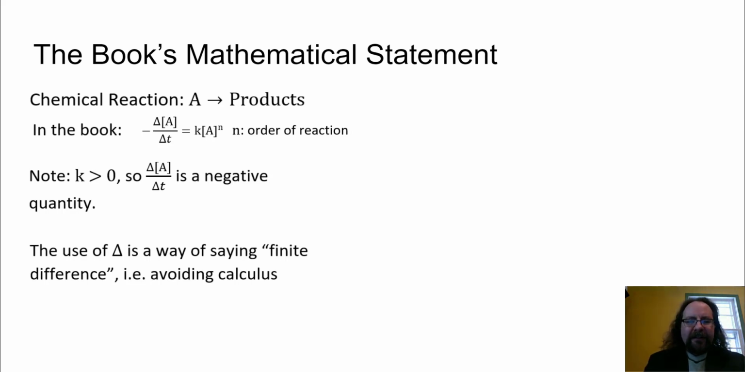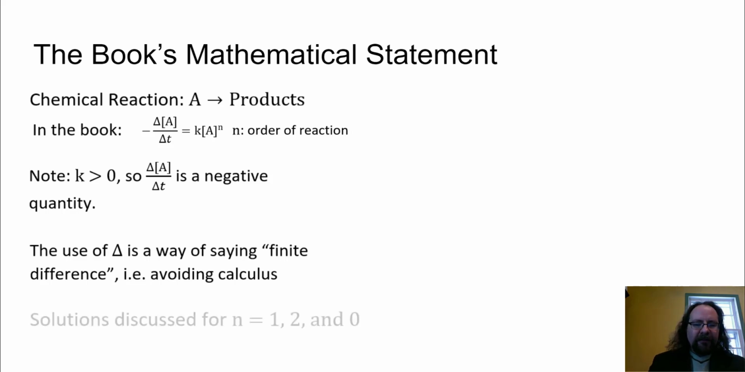So AP Chemistry textbooks will usually use the delta in order to not have calculus notation in here because it's not a prerequisite for the course. For those of you who are in calculus or have taken calculus, you should start to be able to predict what those deltas are going to turn into.